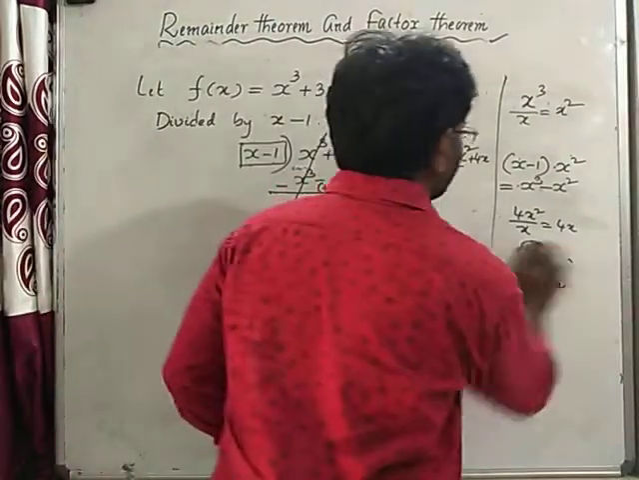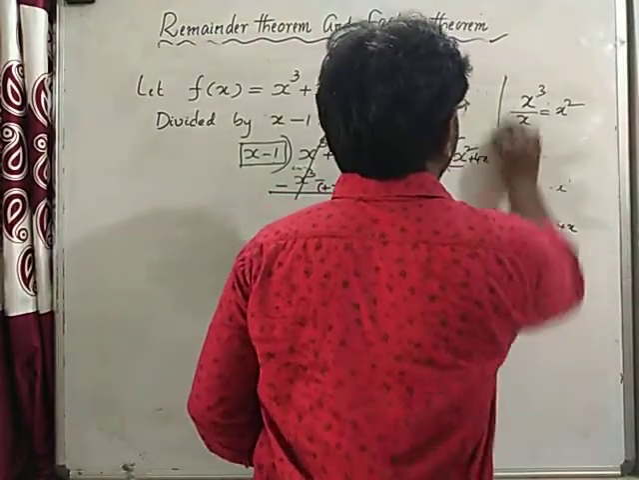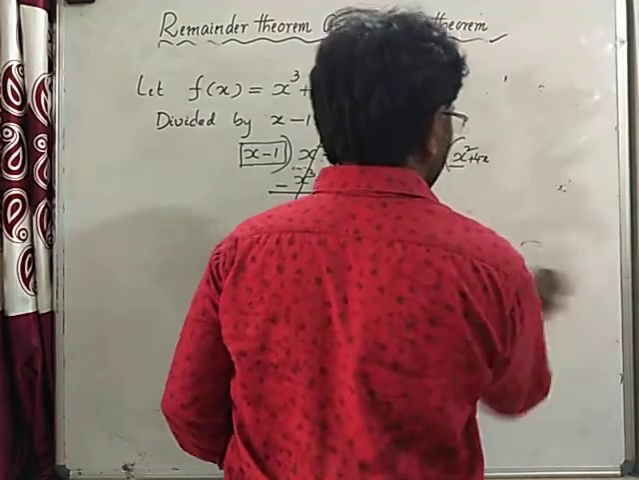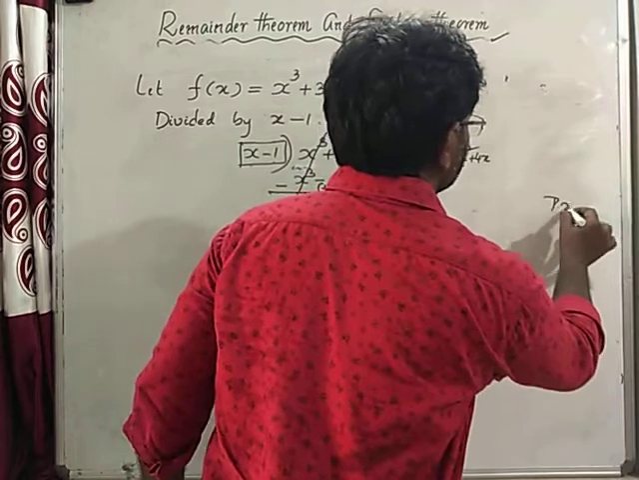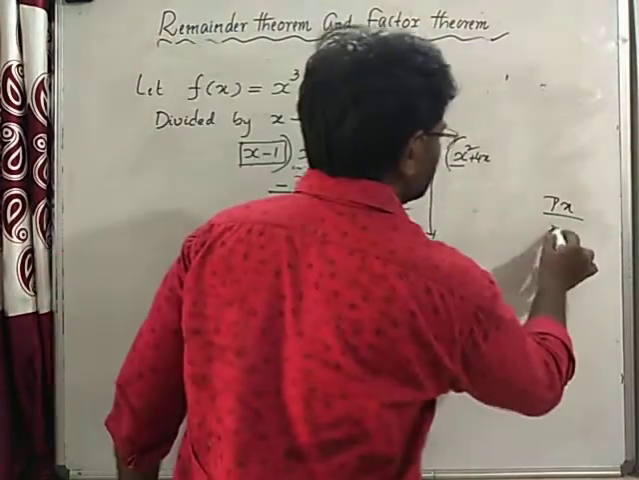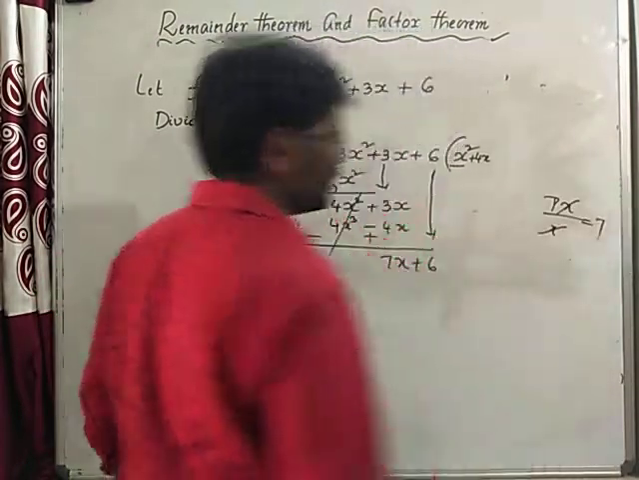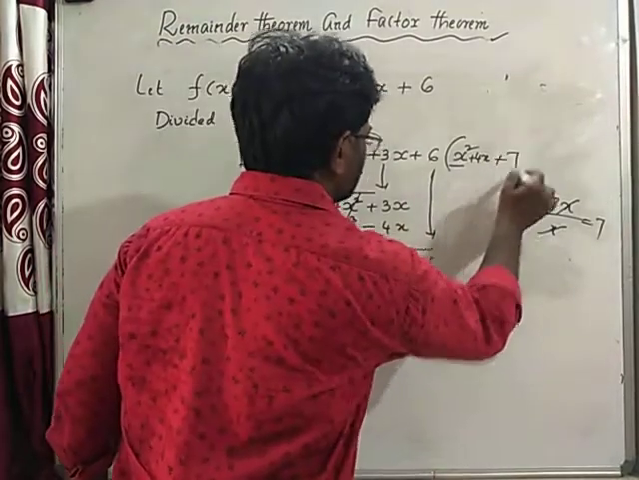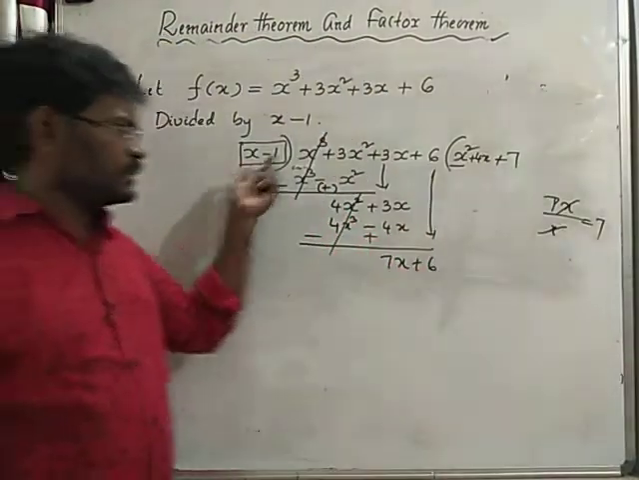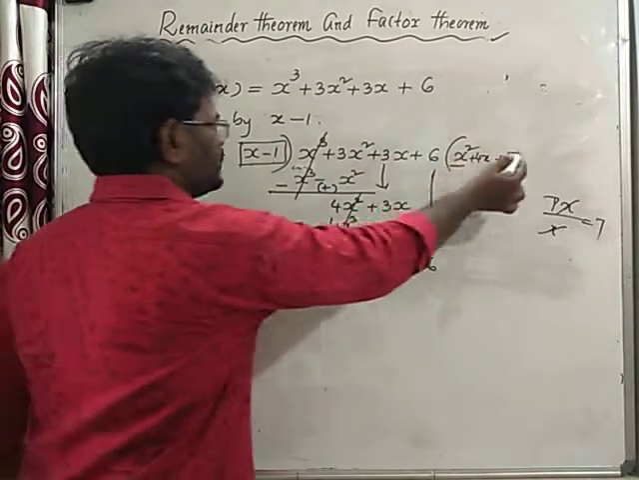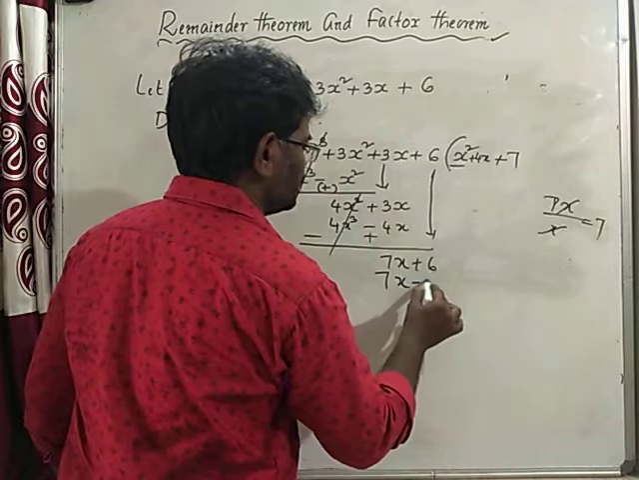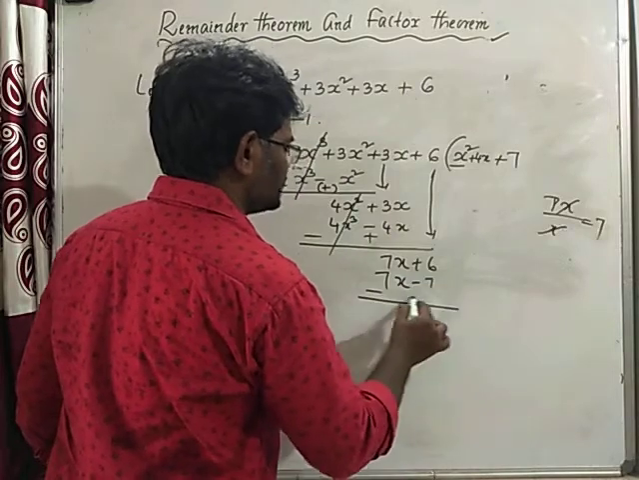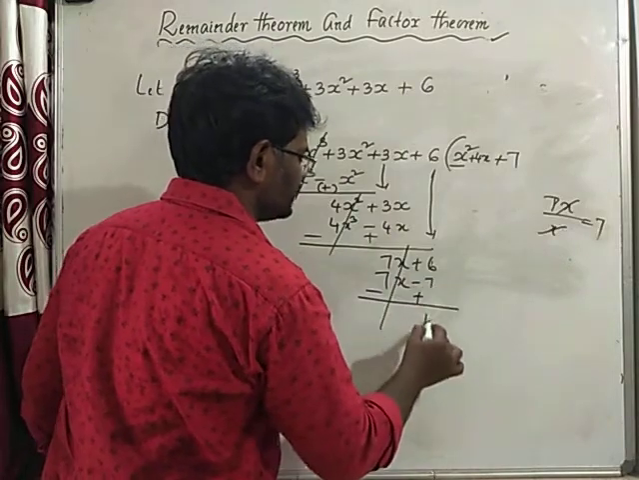Again we are going to take the first term of this expression, 7x plus 6. 7x divided by x, x gets cancelled, 7 will come. Take 7 here. Multiply x minus 1 with 7. 7 into x is 7x, okay. Minus 1 into 7, minus 7. Change the signs. 6 plus 7 is 13.